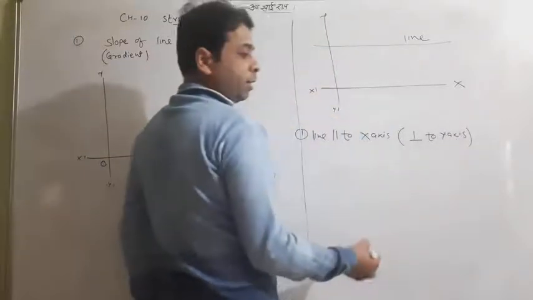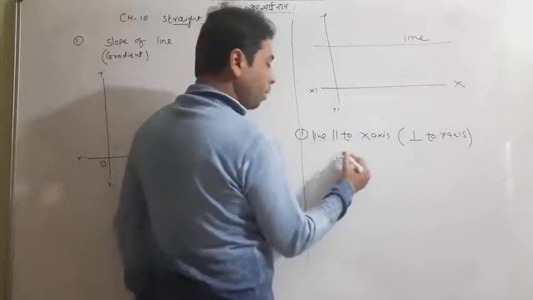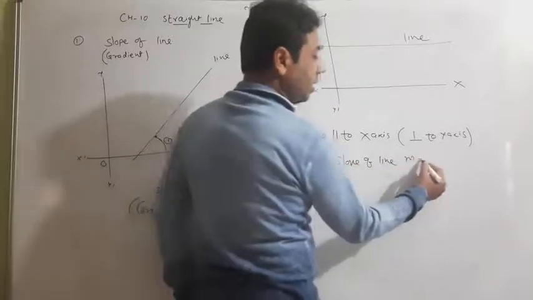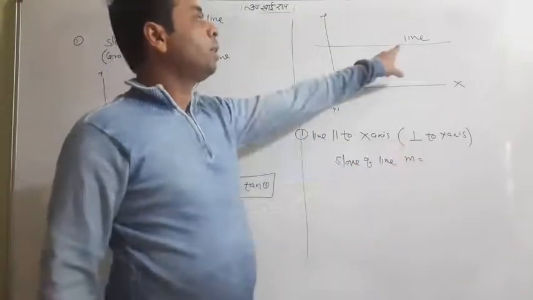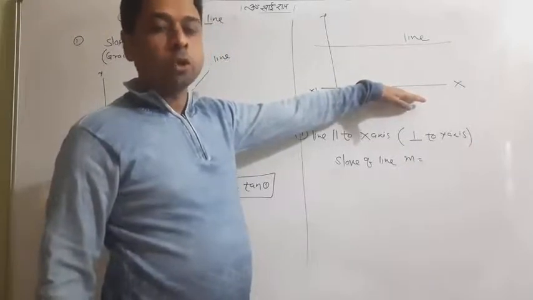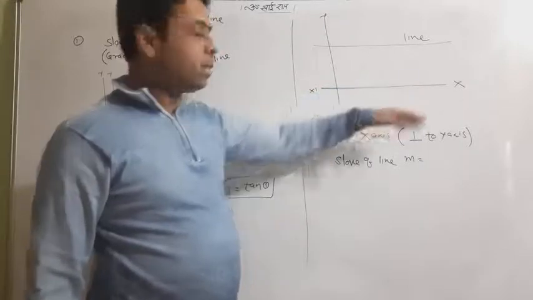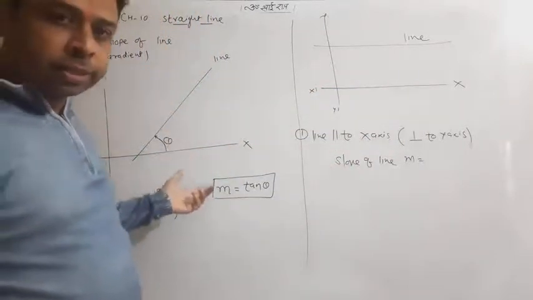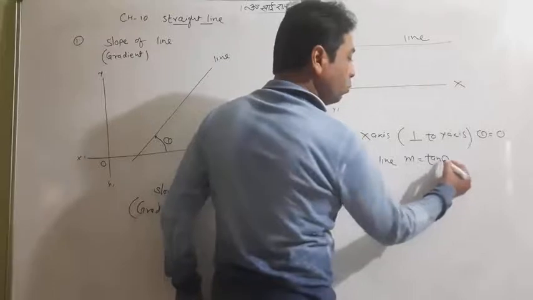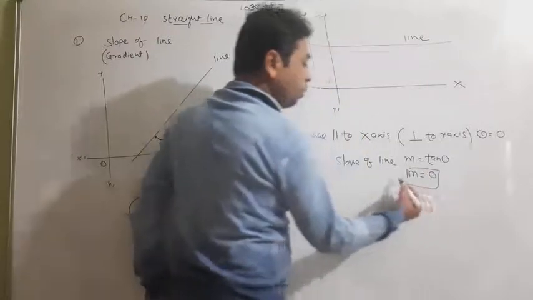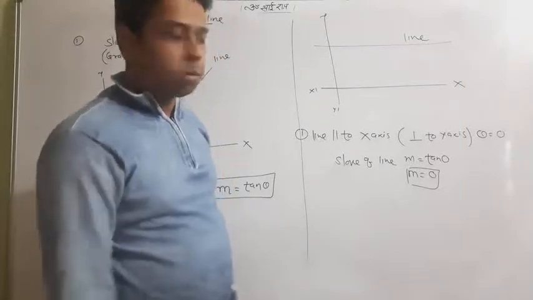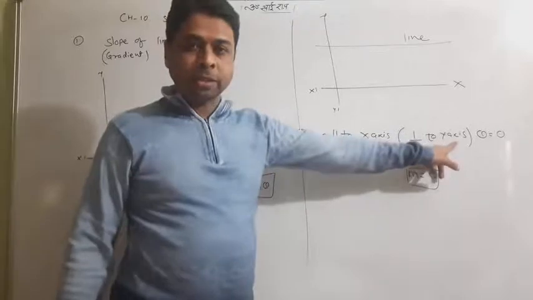What is the slope of a line parallel to x axis? This line is parallel to x axis, so it will not cut the x axis. When it does not cut the x axis, theta will be 0, so m equal to tan 0, and you know tan 0 equals 0. So remember, when a line is parallel to x axis, m is equal to 0. One can also say perpendicular to y axis, both are the same.